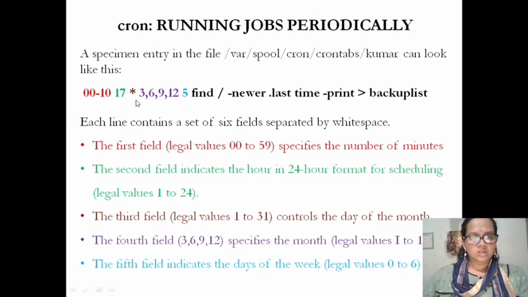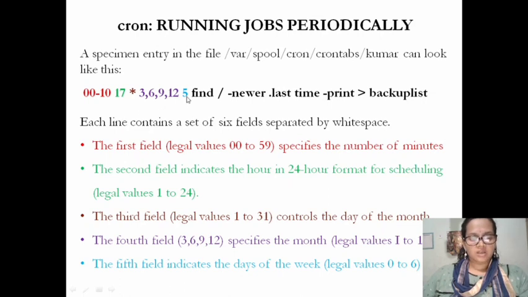Even though the third field indicates executing every day, because you have given an asterisk, the fifth field, Friday, overrides it. This is how it limits the execution only to every Friday. It overrides the asterisk and makes it run only on Friday. The find command which you have given will thus be executed every minute in the first 10 minutes after 5 p.m.